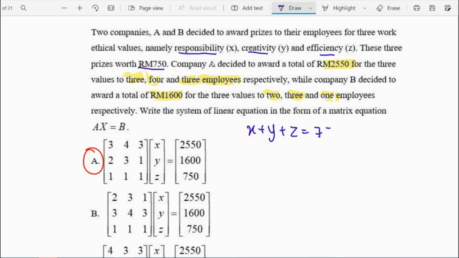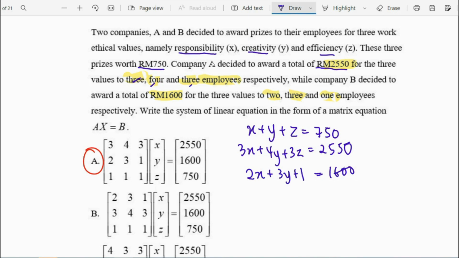Tambah Z akan dapat 750. So syarikat A dia memberi hadiah untuk 343 sebanyak 2,550. Tak B dia bayar 1,600 untuk yang 2 dan 3 dan 1. So this is your whole equation. So although the equation here a bit not in order, so we can check. So this is your equation, yes. 231, 1016. So this is your final answer.